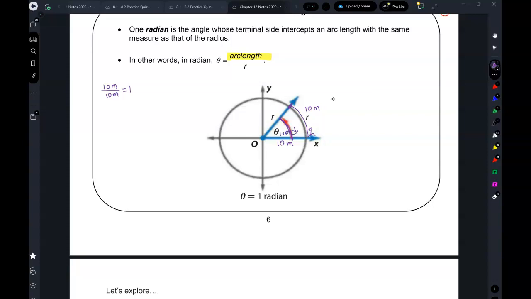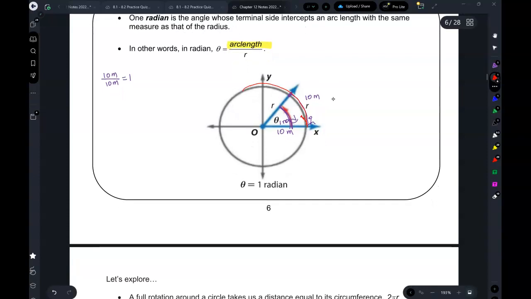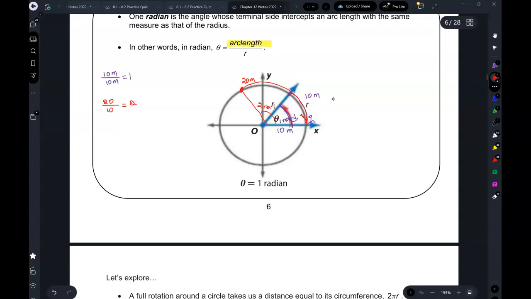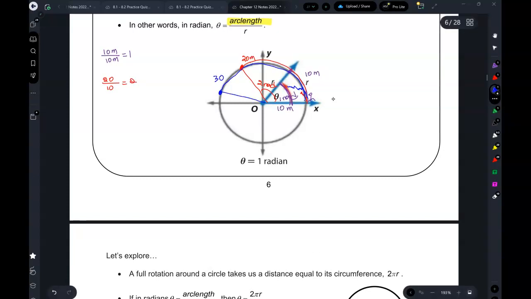Okay? Now, suppose you continue walking and the coach stops you at 20 meters. Now what's your ratio? 20 over 10? 2. That angle is 2 radians. Okay? Suppose you walk a little bit more, 30 meters. How much is that angle? 3 radians.